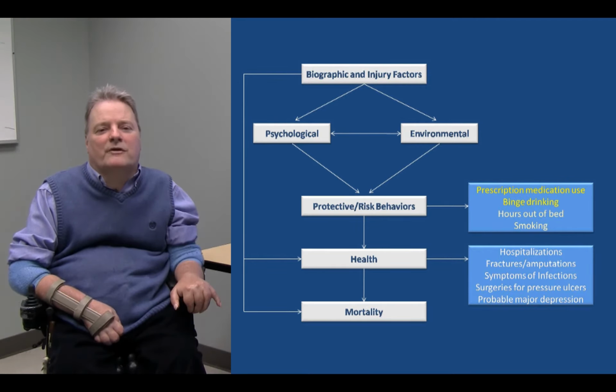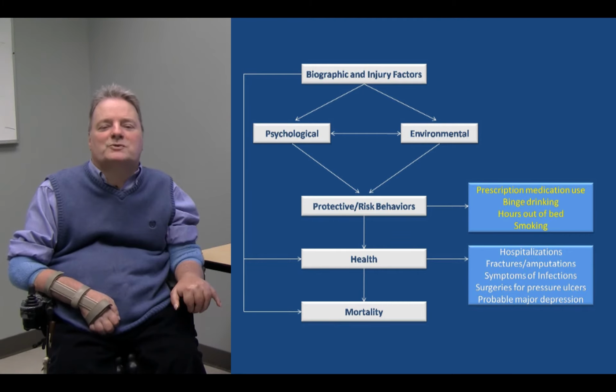Binge drinking is another one. Binge drinking is defined by 5 or more drinks on occasion. So people that do more heavy drinking or binge drinking are also more likely to have early mortality. Hours out of bed, that is actually a protective factor. People that spend more time out of bed tend to live longer. They tend to be healthier, more active, and people that smoke are at a greater risk for early mortality.